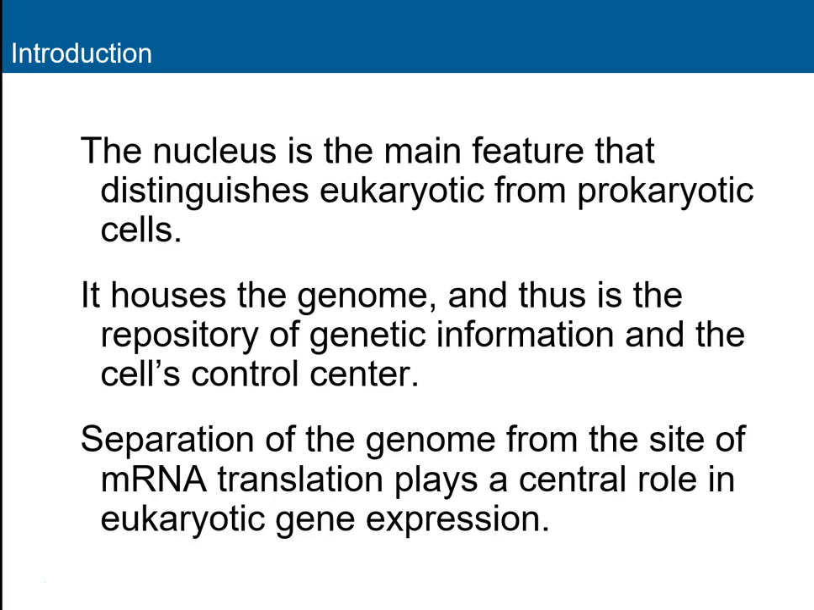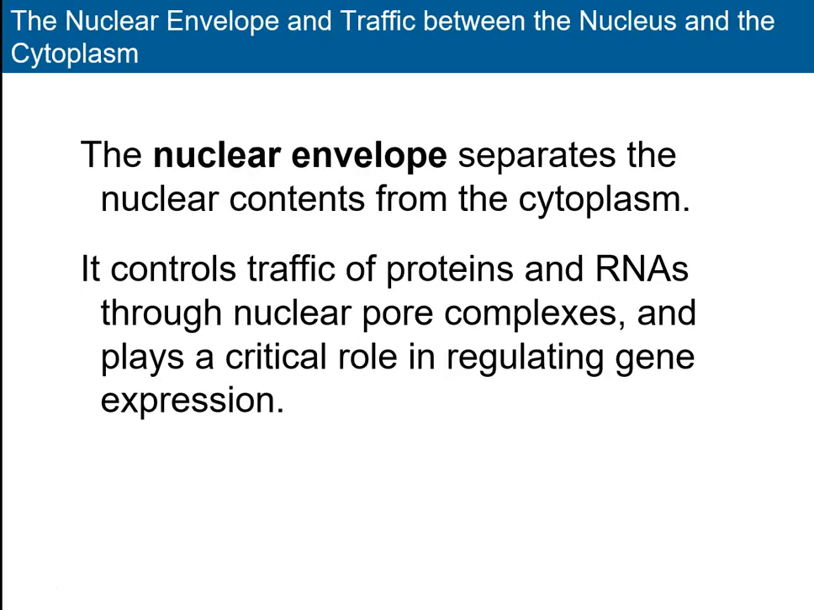It says that separation of the genome from the site of mRNA translation plays a central role in eukaryotic gene expression. Meaning that you have to transcribe the DNA into mRNA, then it needs to be processed first, then transported out of the nucleus. So there are many, many steps in which regulation can occur. That's sort of what it means. Anyway, we've talked about all of those things already.